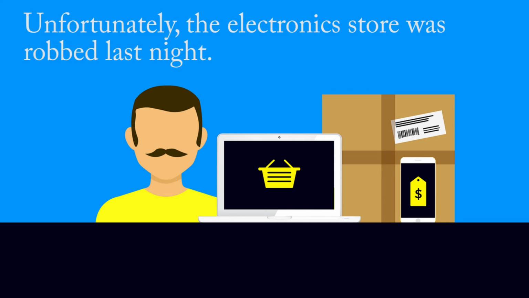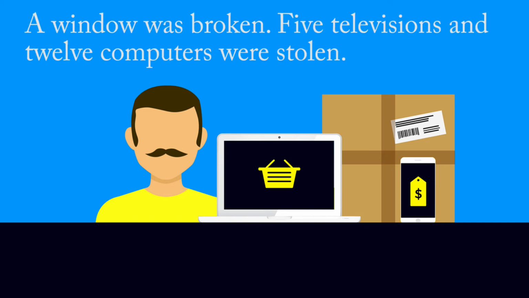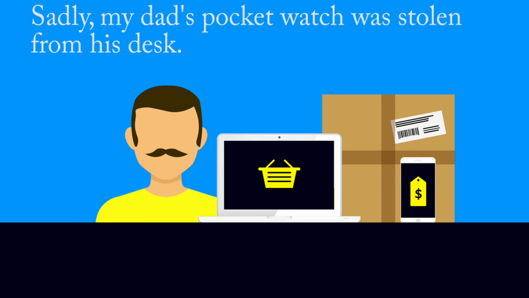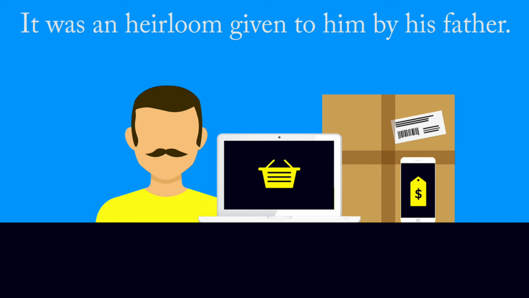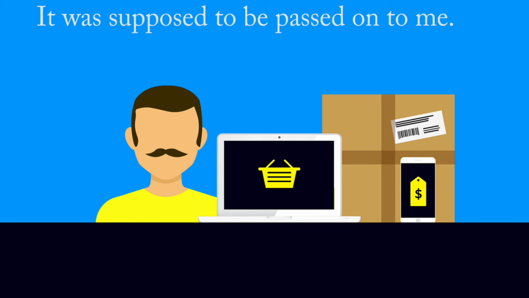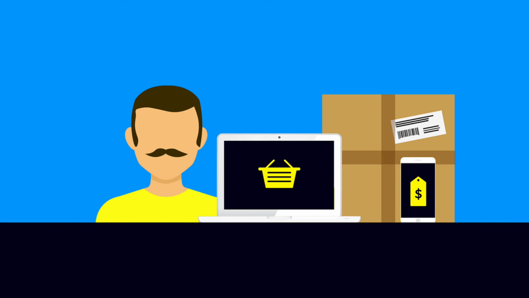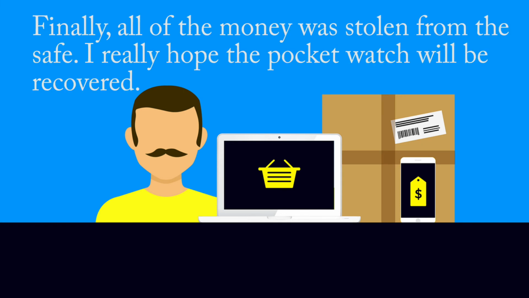Unfortunately, the electronics store was robbed last night. A window was broken, 5 televisions and 12 computers were stolen. Sadly, my dad's pocket watch was stolen from his desk. It was an heirloom given to him by his father. It was supposed to be passed on to me. Finally, all of the money was stolen from the safe. I really hope the pocket watch will be recovered.